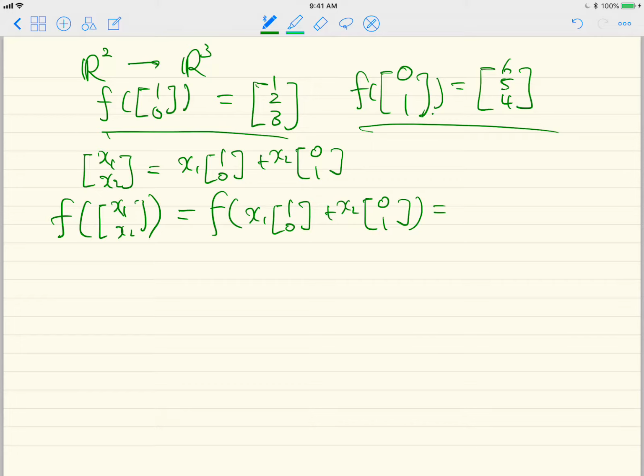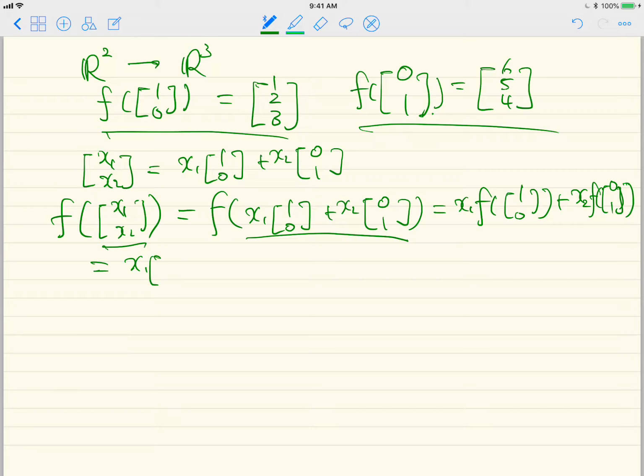So the input is a linear combination of some vectors, and because this is a linear function, we know it equals x1 times the image of (1, 0) plus x2 times the image of (0, 1), right? Okay, and then x1 times (1, 2, 3), and x2 times (6, 4, 5), right? So now we obtain the full definition of our function.